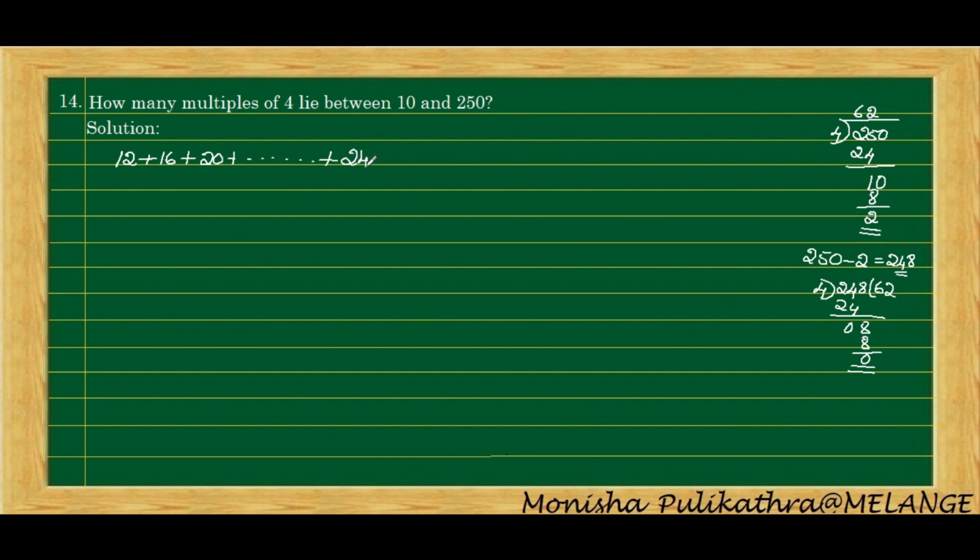So 248 is the number which is less than 250 and completely divisible by 4. So now 248 is the Tn. Now we can solve the problem. After getting this sequence, T1, T2, T3 up to Tn, we can solve the problem clearly. Here the first term T1 is 12, and the common difference is T2 minus T1, that is 16 minus 12, that is 4, and Tn is 248. Here we need to find how many numbers there are from 10 to 250 which are completely divisible by 4.